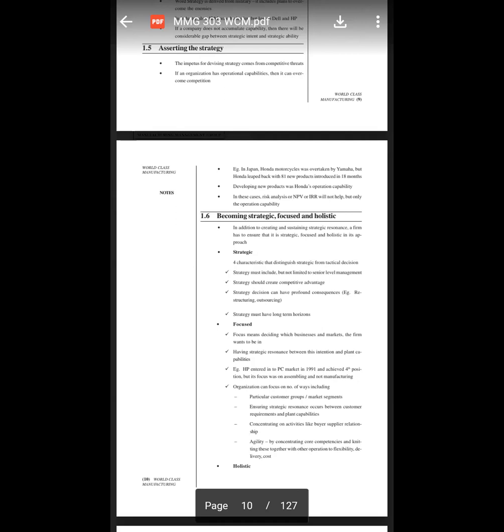Development of new products was Honda's operational capability. Development of new products is also helpful for Honda to increase its production. Because at this stage, even in India, you can see Honda is really showing a large amount of growth. In these cases, risk analysis or NPV and IRR will not help, and not only the operational capabilities.